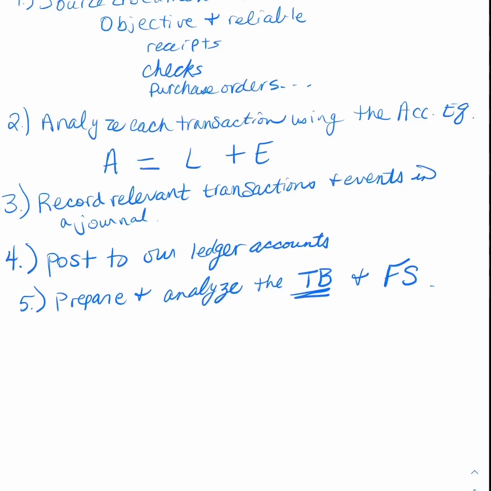Well, an account is simply a record of increases and decreases to a specific item. This could be an asset, a liability, an equity account, a revenue account, an expense account, any kind of item that we want to know what has happened to it over time. We're going to need an account to track that.